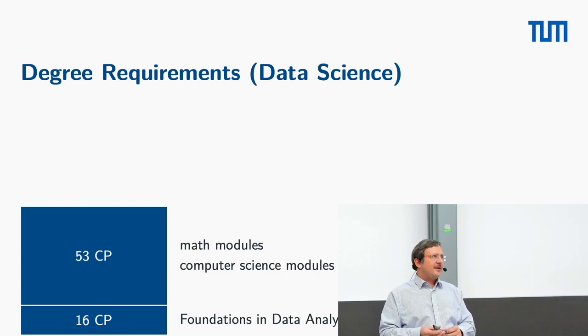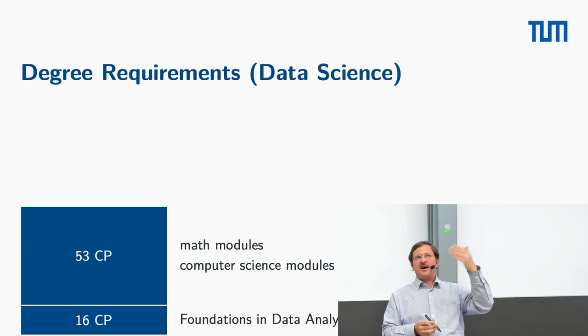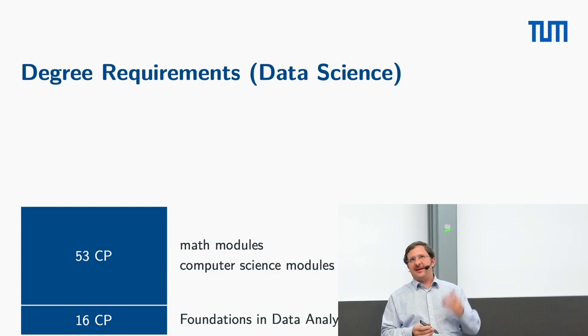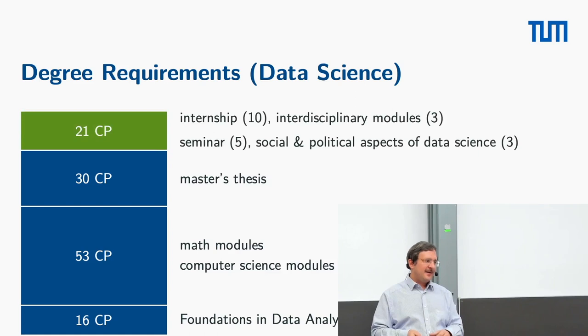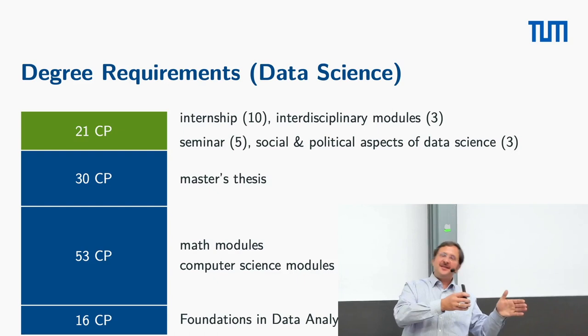Then you take math modules and computer science modules. Again, there's a large catalog in different sections with certain requirements on what you have to do in these sections. In total, that gets you at least 53 credits in math and computer science modules. Then there's also the master's thesis, again, with 30 credits. And then we have this green block here that consists of an internship. The internship in data science is longer. So in the other programs, you do at least 4 weeks. In data science, you do at least 6 weeks. And that's why it is worth 10 credits.